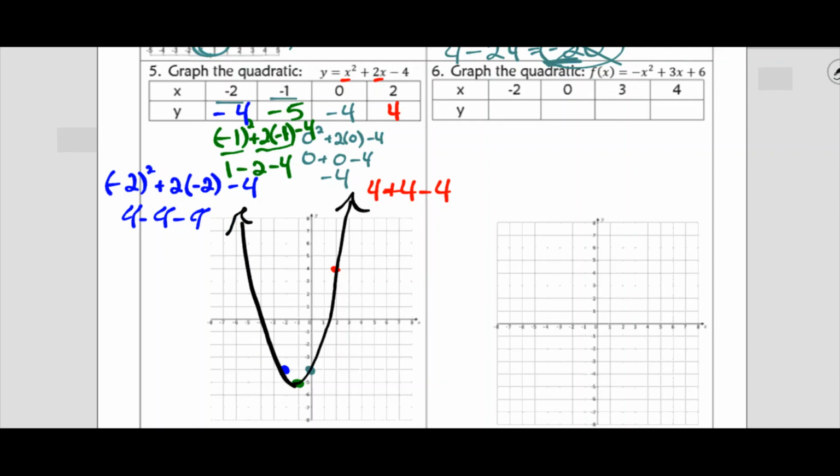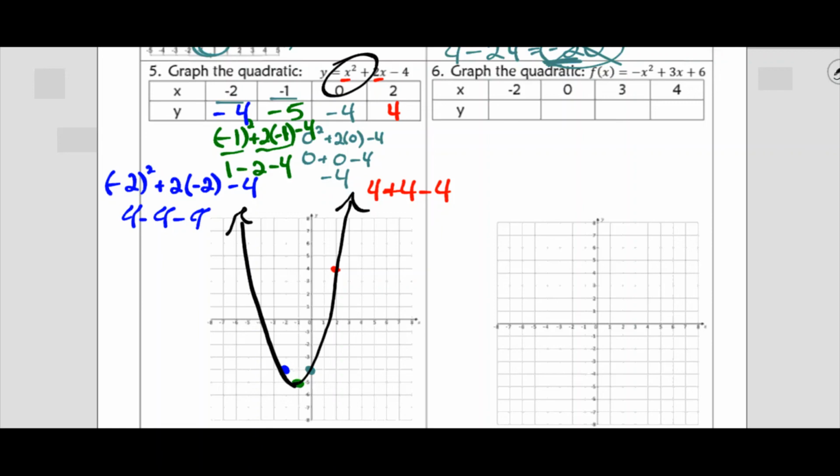It's making a U-shape because we have a quadratic where the highest exponent is a square. That's really what's telling us we're going to have a U-shape. When the biggest exponent is a 2, that is always going to give us a U-shape or an upside-down U-shape like we're going to see in the next one.